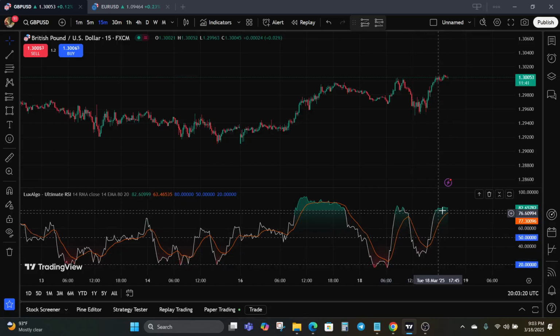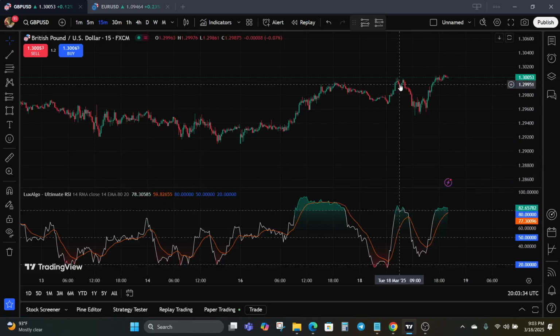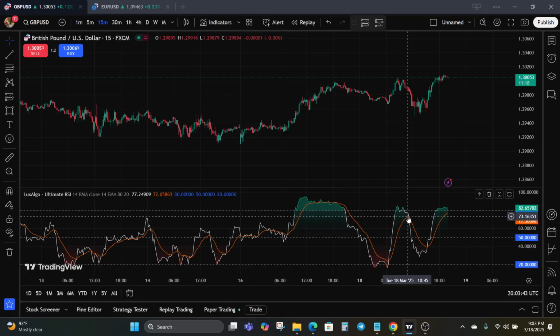Meanwhile, when the ultimate RSI indicator enters the overbought territory, it shows that there could possibly be a bearish reversal incoming. You can see what happened here. But you don't just jump into a sell until this white line crosses below the red line. That cross below the red line is what confirms the sell move.